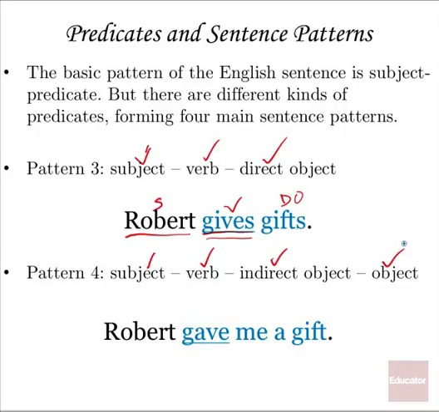The fourth pattern is subject, verb, indirect object, direct object. Now, an indirect object receives the direct object instead of the action of the verb. So, Robert, our subject, gave, our verb, me, an indirect object, a gift, the direct object. The gift was what actually received the giving, but me is who received the gift.